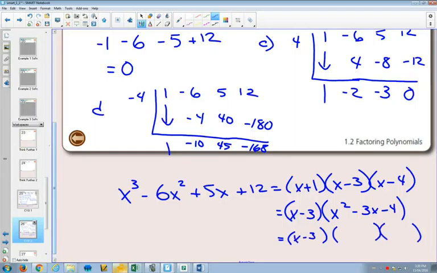And this you can factor with your old methods. Can I factor this? It would have to be x and x. How am I going to get 4 and get a negative 3? I would need negative 4 plus 1. So the questions you can do for this one are 10a and 12.